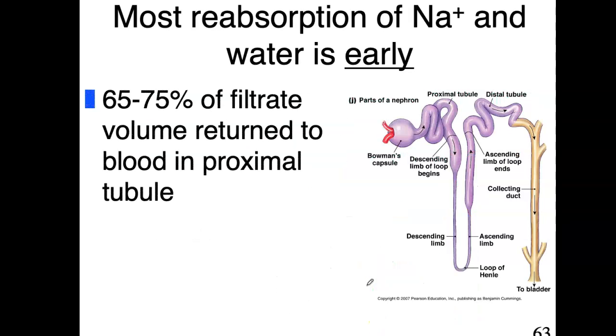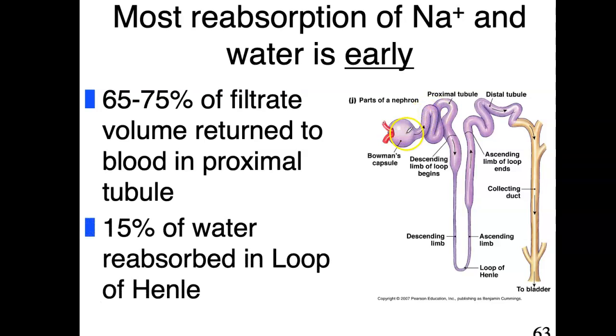I want to tell you that most of the reabsorption of sodium and water is really early. So if we looked at the proximal convoluted tubule, most of it happens in this region here. So even though we filtered out a lot of salt, we regain it back and we put it back into the blood.